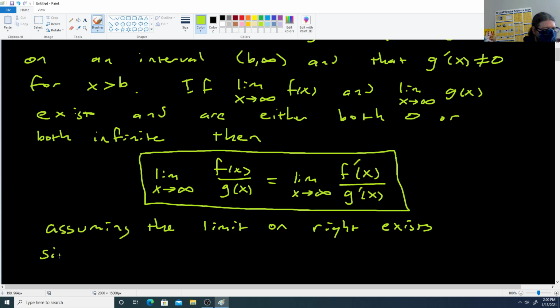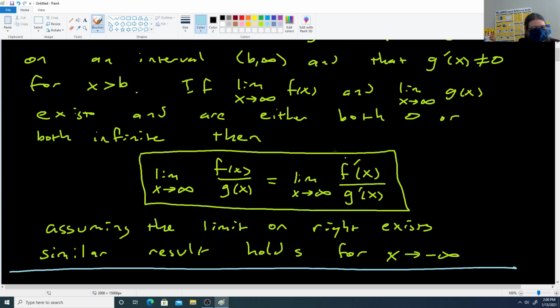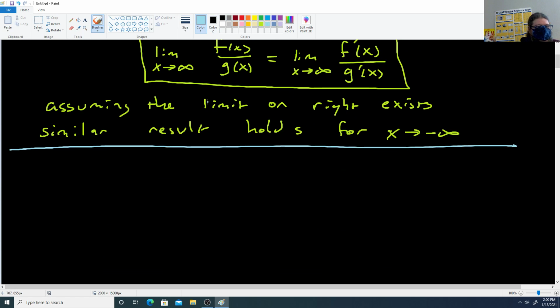And you get a similar result that holds for the limit as x goes to negative infinity. So if instead of going to positive infinity, you're heading off to negative infinity, you can use basically a form of L'Hopital's rule like this and get it to work as well. All right, so we're going to finish up doing a couple of these examples.